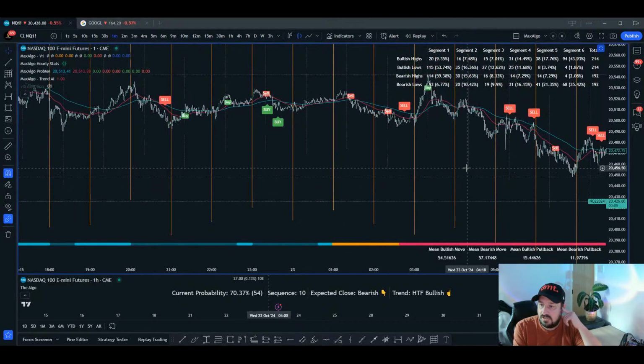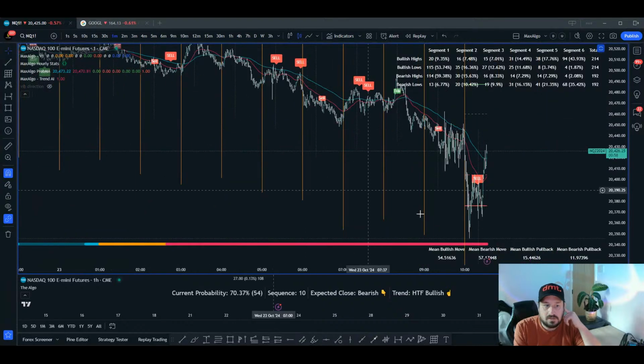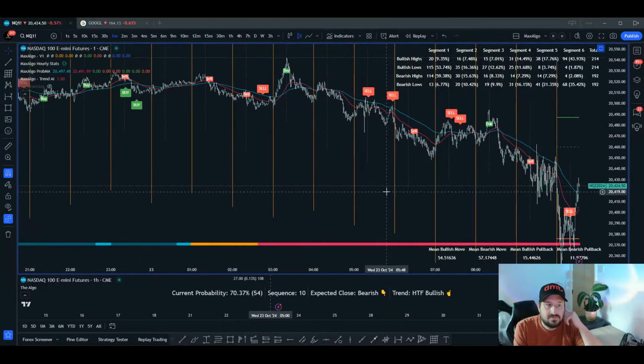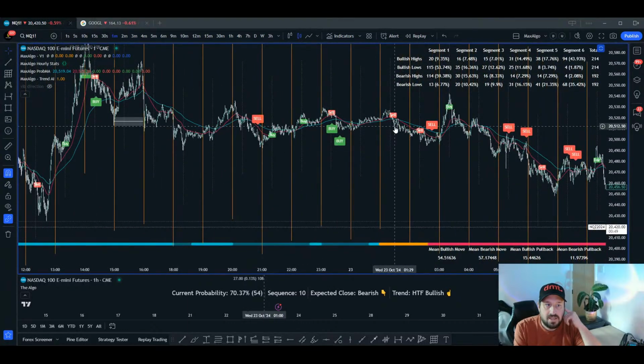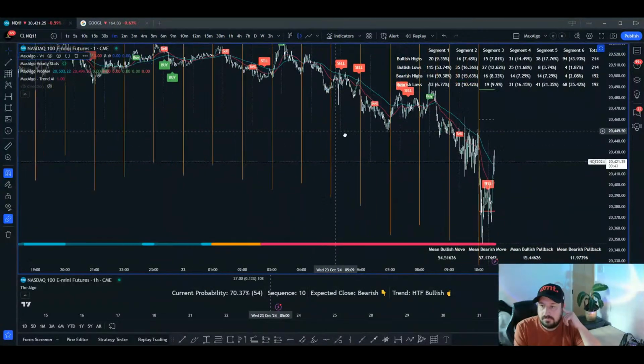So our transition from bullish to bearish into a strong bearish trend into our sequence 1, because we are at 10, so it's 10, 9, 8, 7, 6, 5, 4, 3, 2, 1. So we transition here into a sequence 1 and remain bearish through.